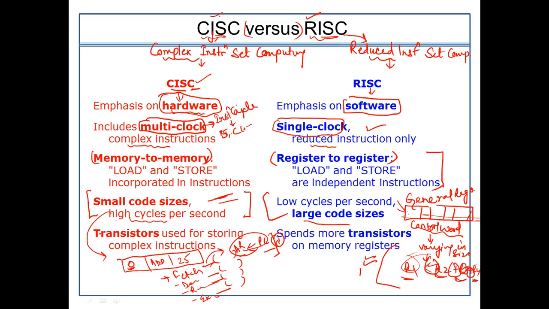Then the next point here is that we are basically using transistors for holding the data, but these transistors are used for holding the complex instructions only. Similarly, here we are using the transistors concept only for the memory register, not for the processor register. So this is the exact difference between the RISC and the CISC approach.